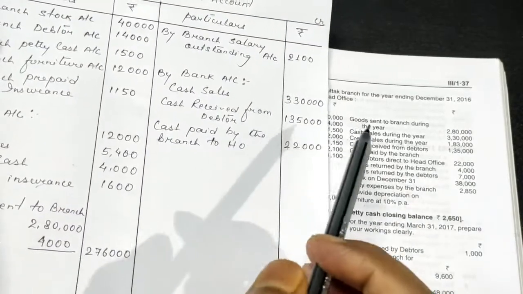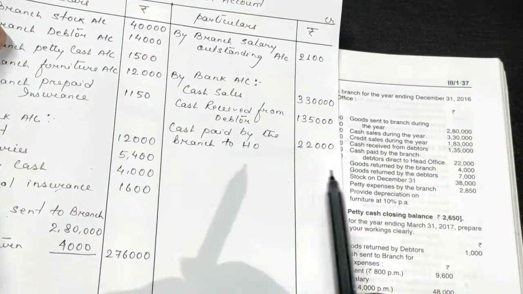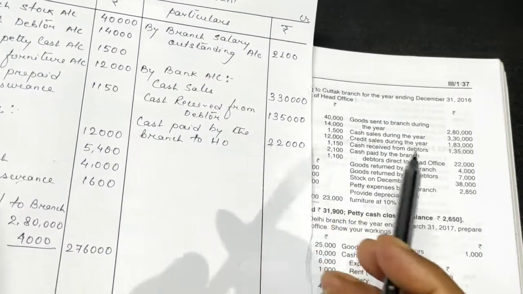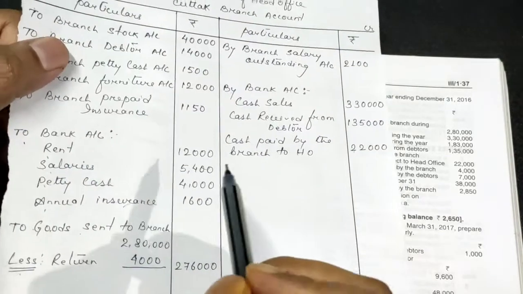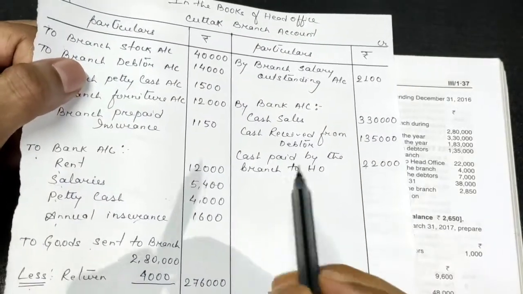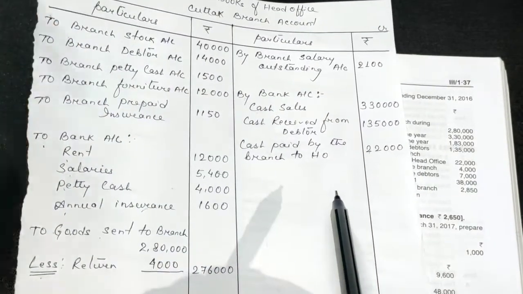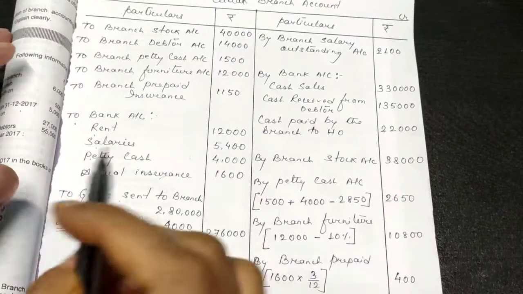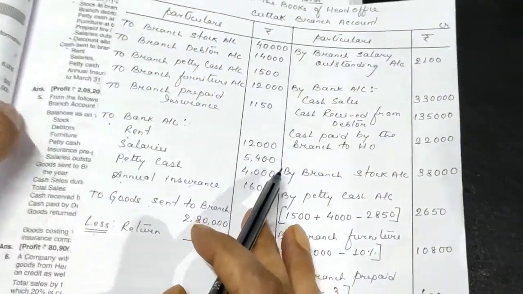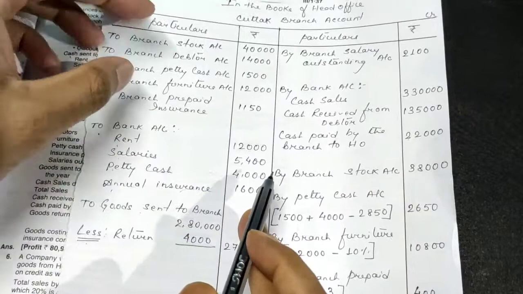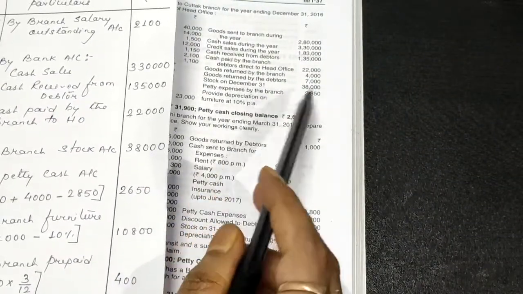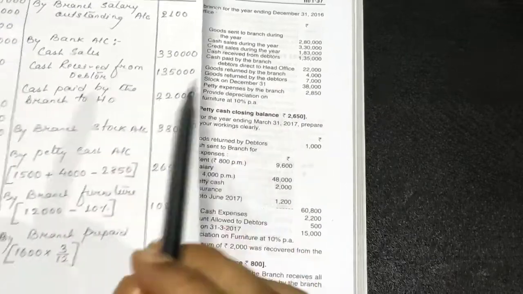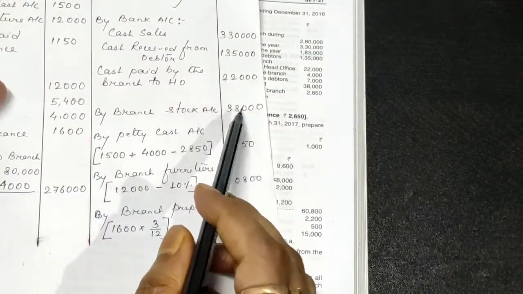Clear? Now the important point is closing balances, because almost all the entries are over, and we are left with these last 3-4 entries. So I will show you how to find out the closing balances of those which are missing. Now here you see I wrote the closing balances. I will explain, watch it very carefully. First of all, what is given here? Stock on December 31, 38,000, means closing stock. So I wrote here by branch stock account 38,000.